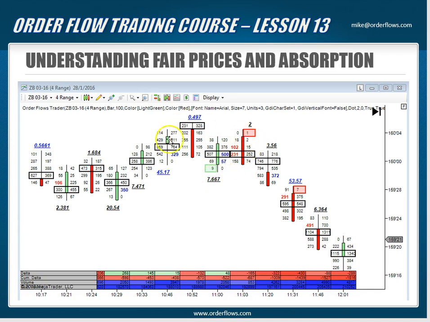Then you're watching what's happening up here at this high. If the market's going to go higher, you're going to see the deltas be positive. Once they start contracting, the market's being absorbed. The sellers are shifting their supply onto the buyers. And then you see the sellers take over down here and the market sells off.